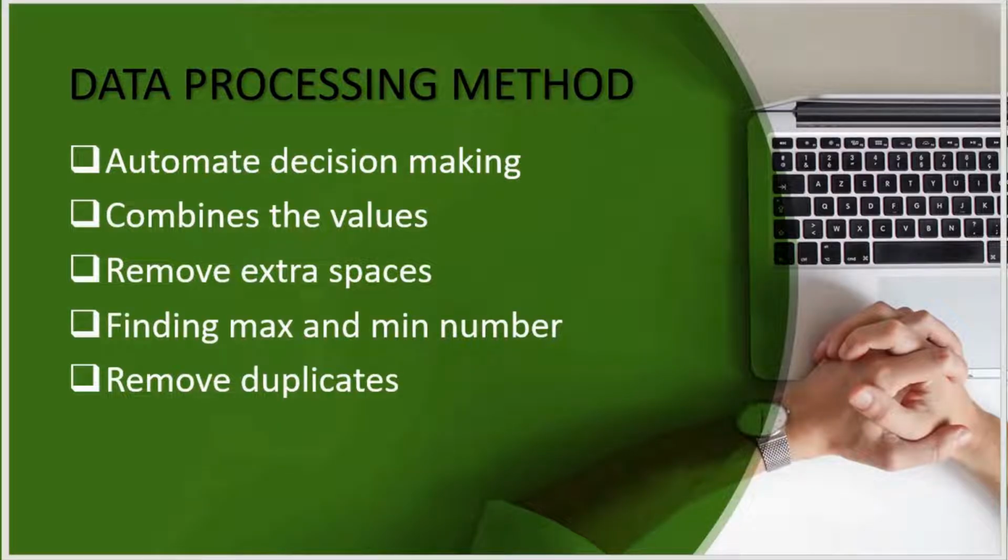In this section, we have discussed how to automate decision making, combine values, remove extra spaces, find maximum and minimum numbers, and remove duplicates. These are some of the essential functions in data pre-processing methods using Excel functions. Thank you.